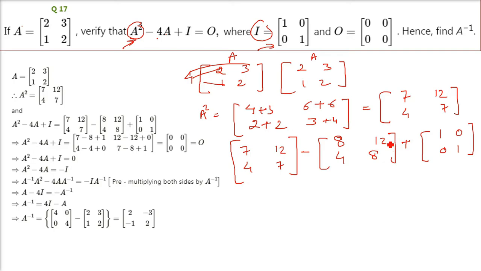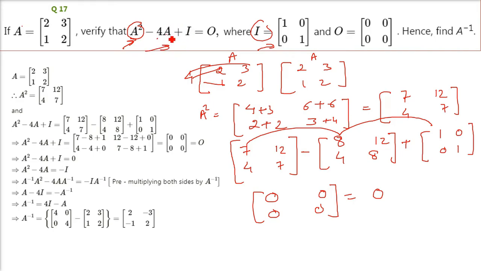So now you can very well see, if you take the corresponding value, 7 minus 8 plus 1 is 0. 12 minus 12 plus 0 is 0. 12 minus 12 plus 0 is 0. Then we have 4 minus 4 plus 0. This is 0. 7 minus 8 plus 1 is again 0. So this is a null matrix which we have to prove. We have to verify. We already verified it.